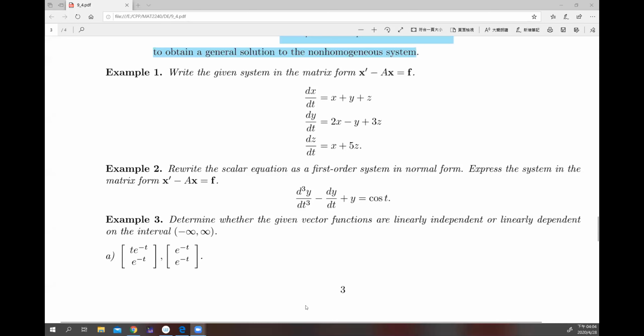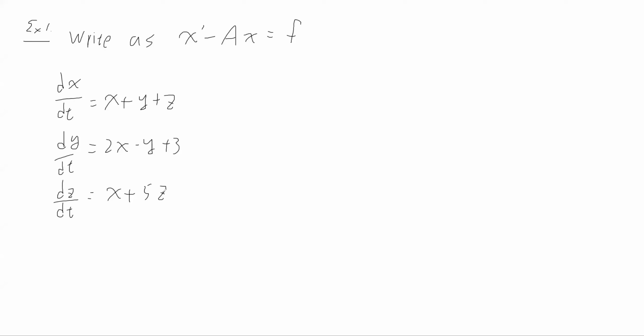Okay, so let's start with example 1. Write the given system in the matrix form x prime minus ax is equal to f. And that's the system we have right here. All right, so let's look at this system together. We have dx dt, dy dt, dz dt. So on the left-hand side, we just have all the derivatives, right? So we say x prime, y prime, and z prime. So x, y, and z are our three functions that we are looking at.